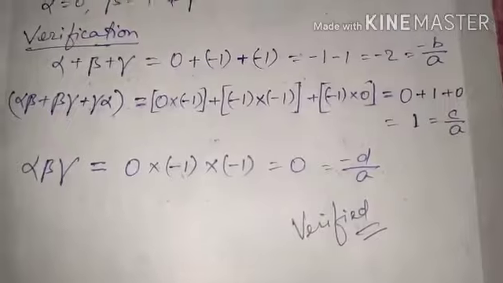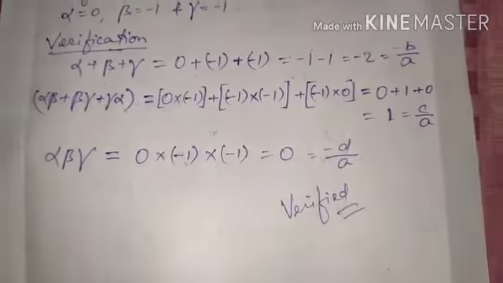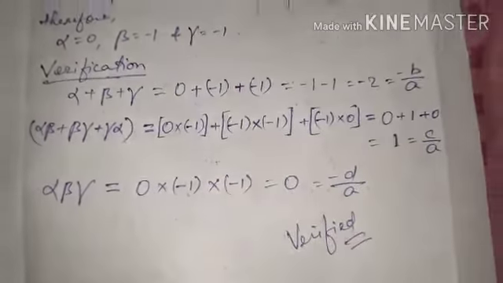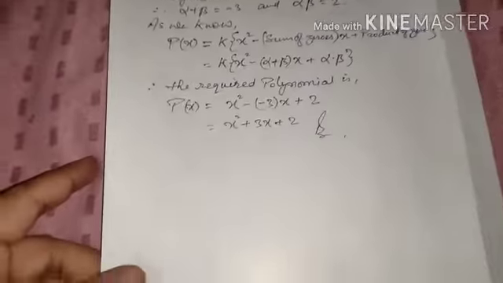Alpha beta gamma, the product of the zeros, is 0 times minus 1, which is equal to 0, which is equal to minus d by a. So this verified this question also. One another question I have for you, just trying to finish it fast, because the video length is getting very large.